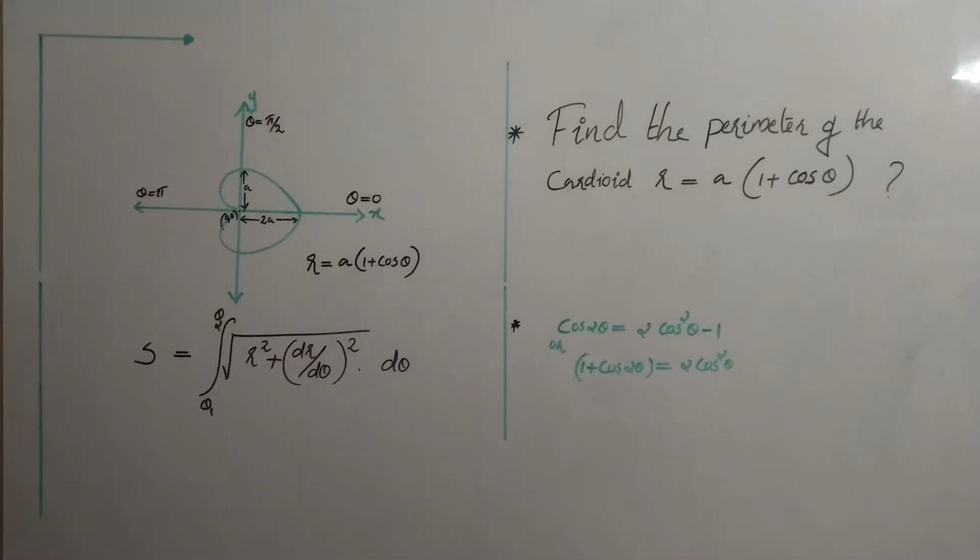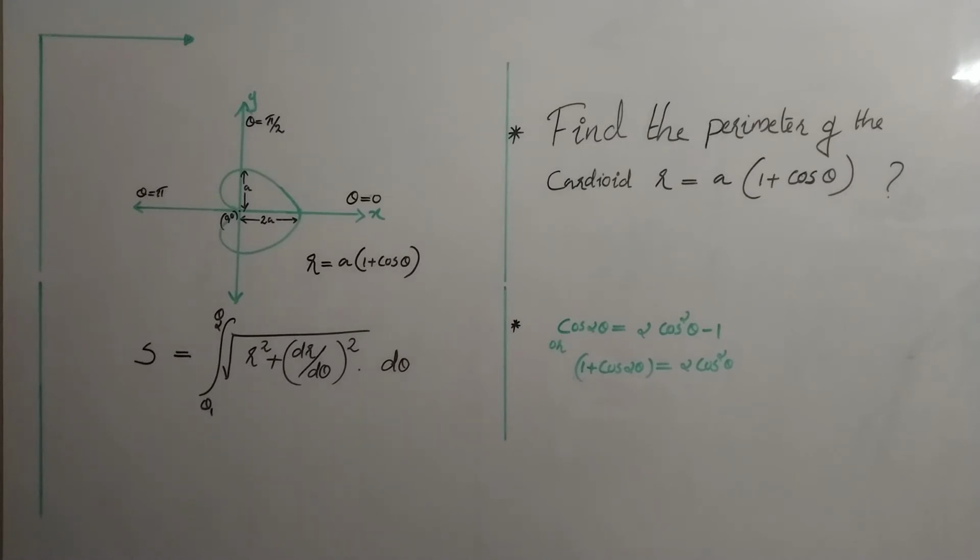Find the perimeter of the cardioid r = a(1 + cos θ). Here the equation is of the form r = f(θ). So to find the perimeter of the cardioid, we can use the equation of length of plane curves in polar coordinates.